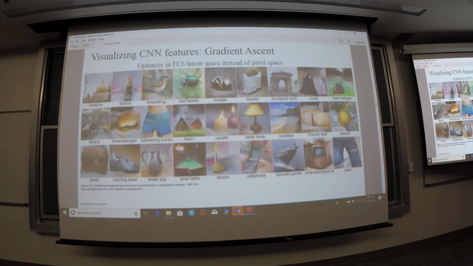Okay, and this is something where they're dealing with the fully connected layer of a network and possibly the AlexNet, and this is what they get as well.